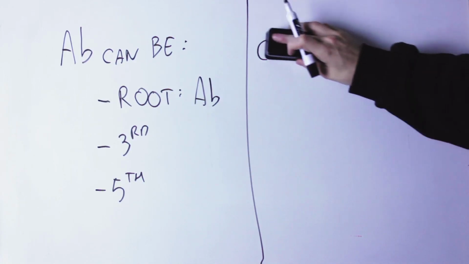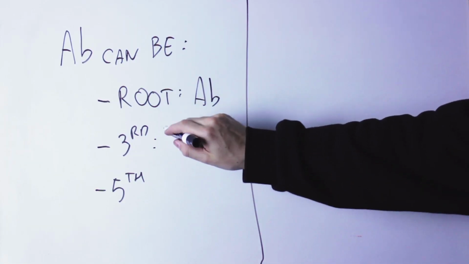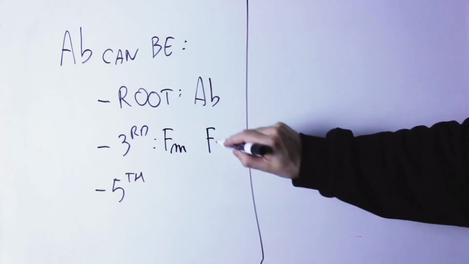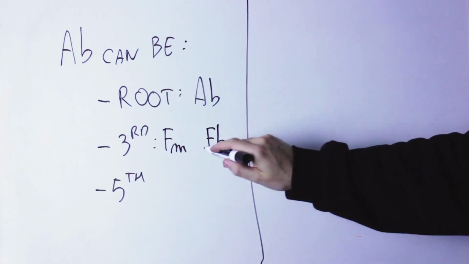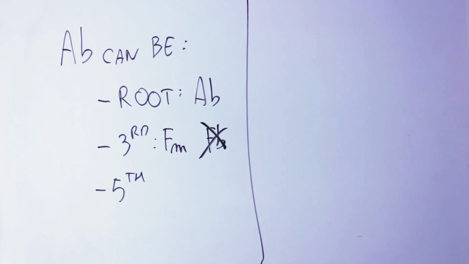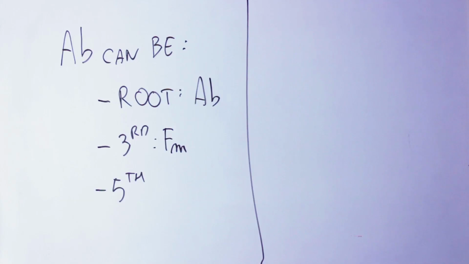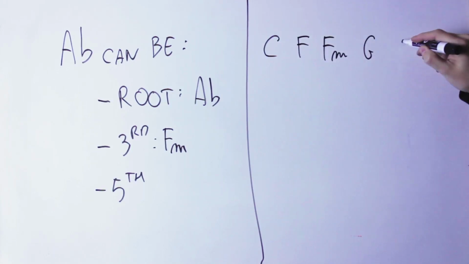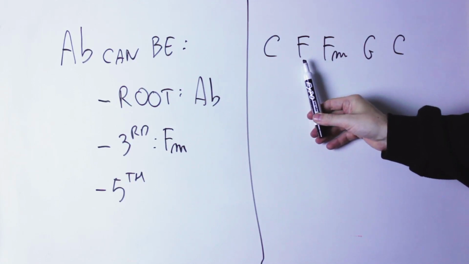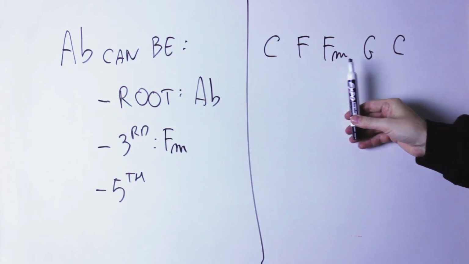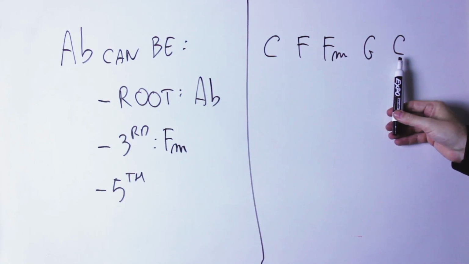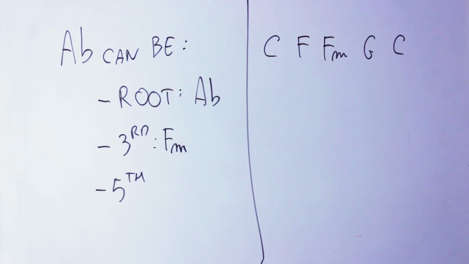The A flat note can also be the third of a chord, and the two candidates are F minor and F flat major. F flat major is not really an option in our case because it's really hard to make it sound correctly since it contains the exact same pitches as the E major chord. But F minor is a perfectly viable option and it sounds absolutely great in the context of C major. For instance, this is C, F, F minor, G. And again, the F minor can be followed by G, or directly by C.